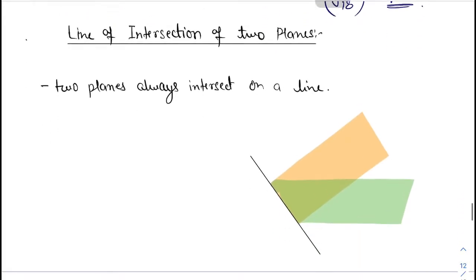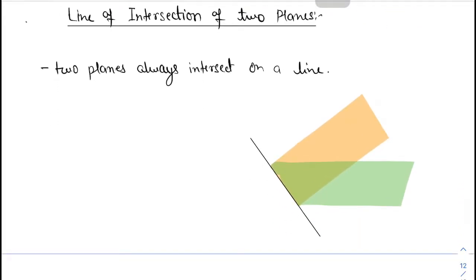So let us move on to the next topic, and that is how to find the line of intersection of two planes. Any two lines if they intersect, they will always intersect at a point. But if two planes are intersecting, then they will always intersect on a line. So there is always a line of intersection of two planes. You can easily visualize in the diagram. Let's say this is the first plane and this is the second plane. If these planes are not parallel, they will intersect, and this is their line of intersection.